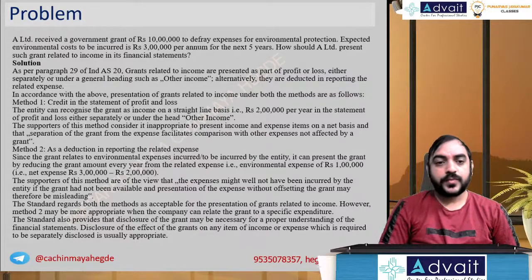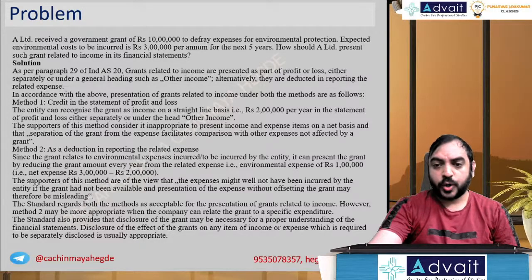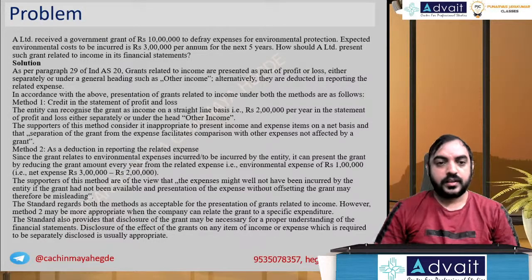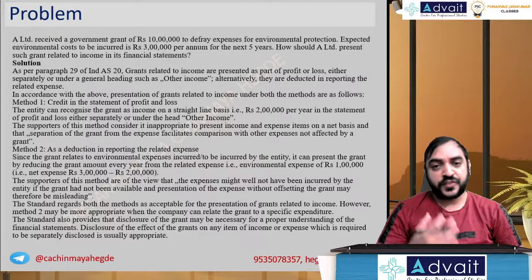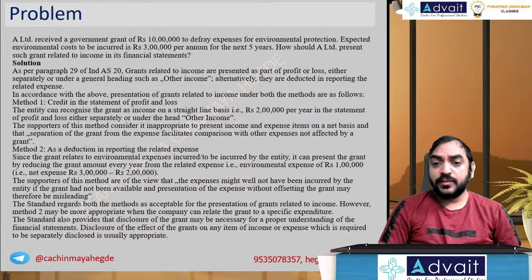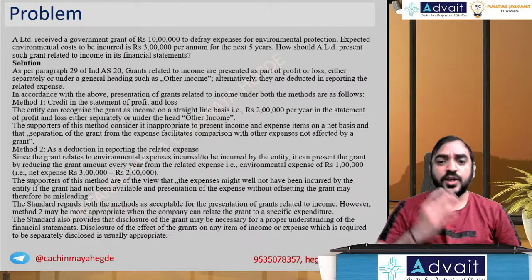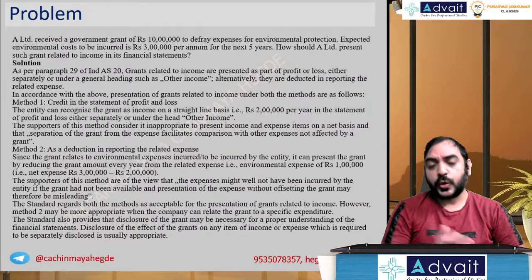Let us move on. Let us do problems on Ind AS 20, that is government grants. Let us read this problem. A Limited received a government grant of rupees 10 lakh to defray expenses for environmental protection. Expected environmental cost to be incurred is 3 lakh per annum over next 5 years. How should A Limited present such related income in the financial statements? So basically, how it should be recognized, how it should be disclosed.